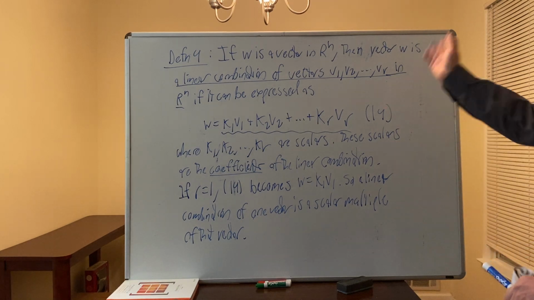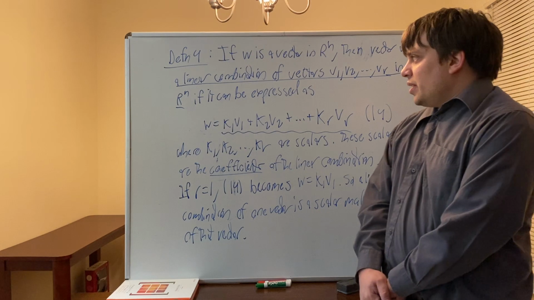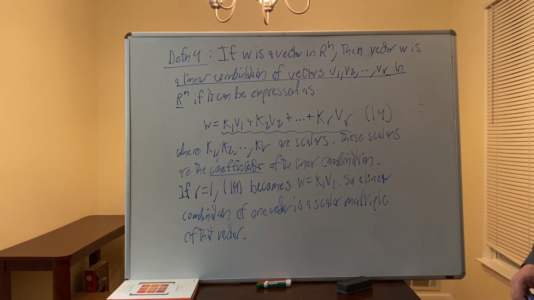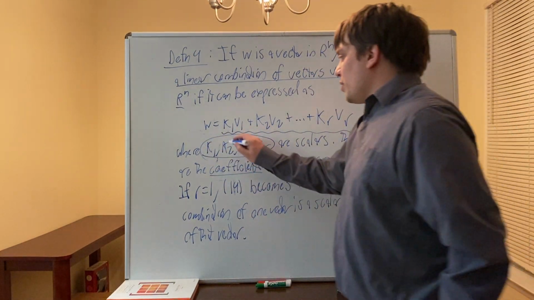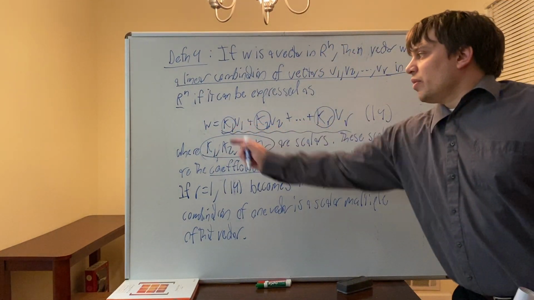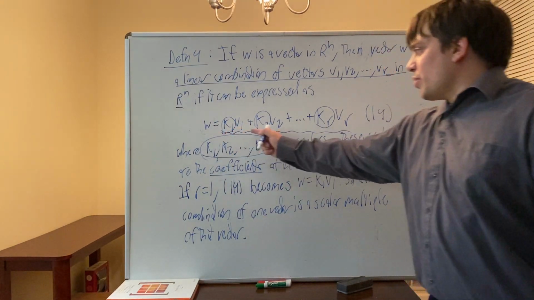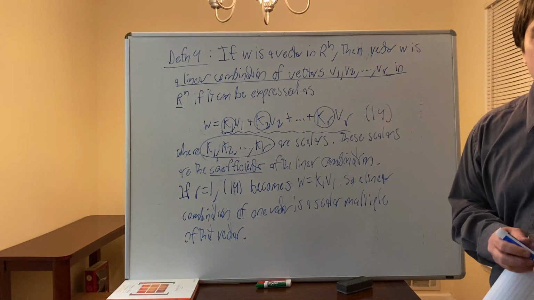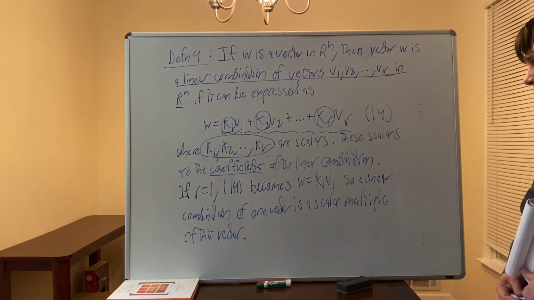So if w is a vector in n space, then w is a linear combination of those r vectors if it can be expressed as w equal to that. These k's, k1 to kr, are the coefficients of that linear combination. The whole thing I squiggly underlined is the linear combination, and the things I circled are the coefficients.